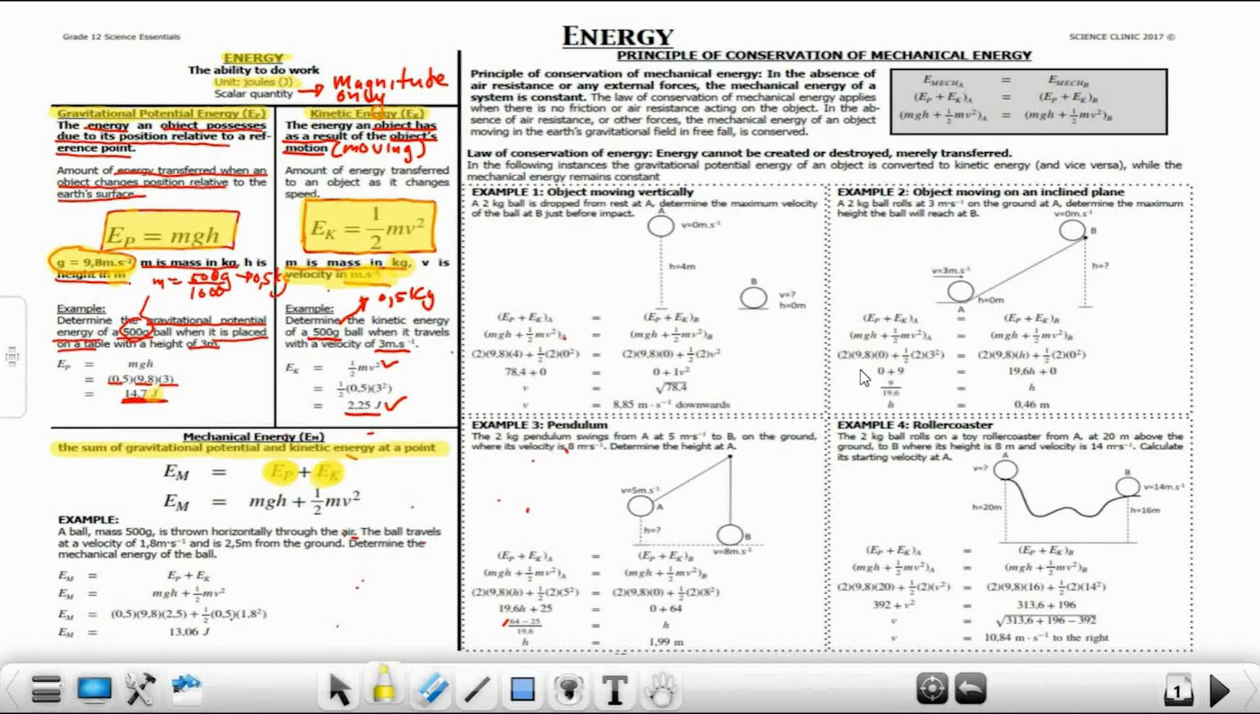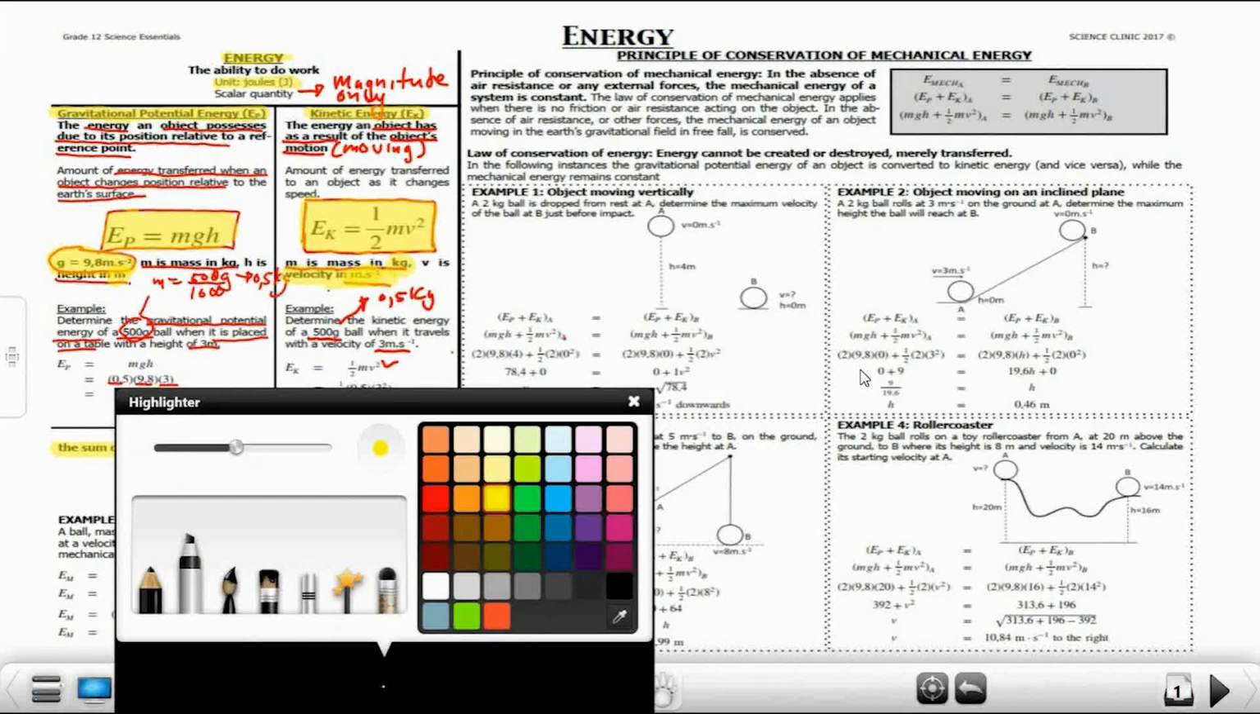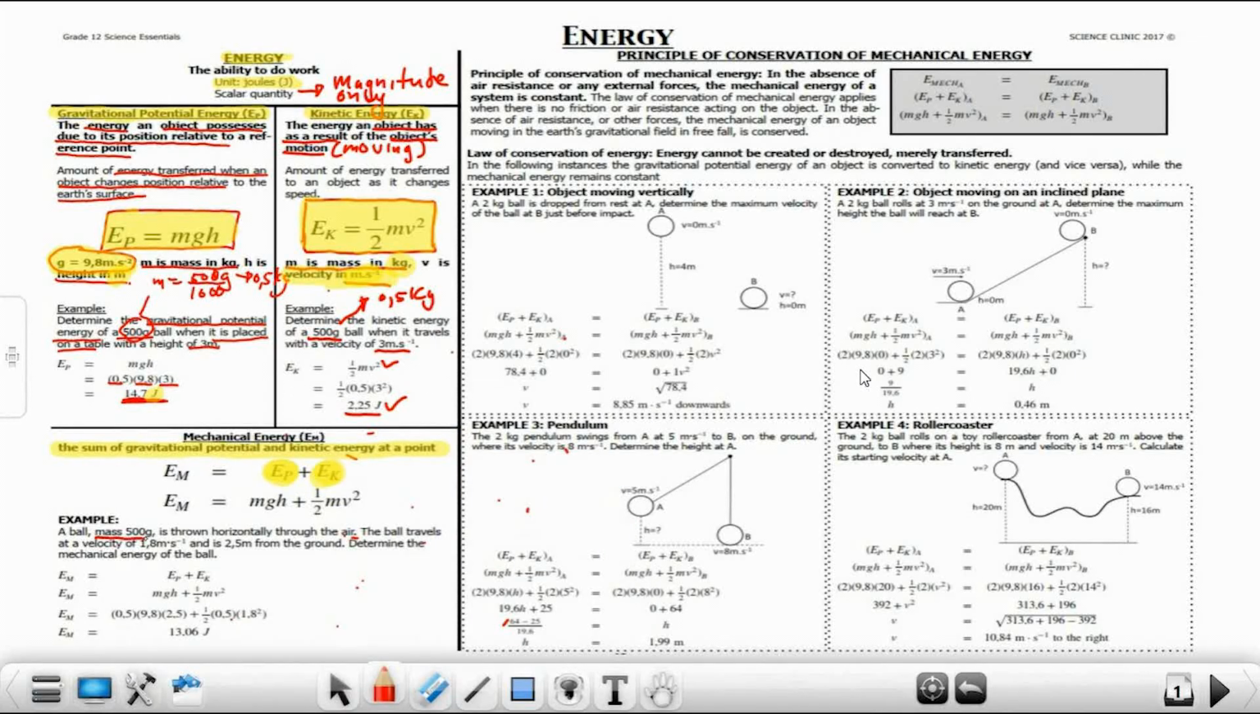So because of that, let's look into this example. A ball of mass 500 g is thrown horizontally through the air. The ball travels at a velocity of 1.8 meters per second and is 2.5 m from the ground. Determine the mechanical energy of the ball.